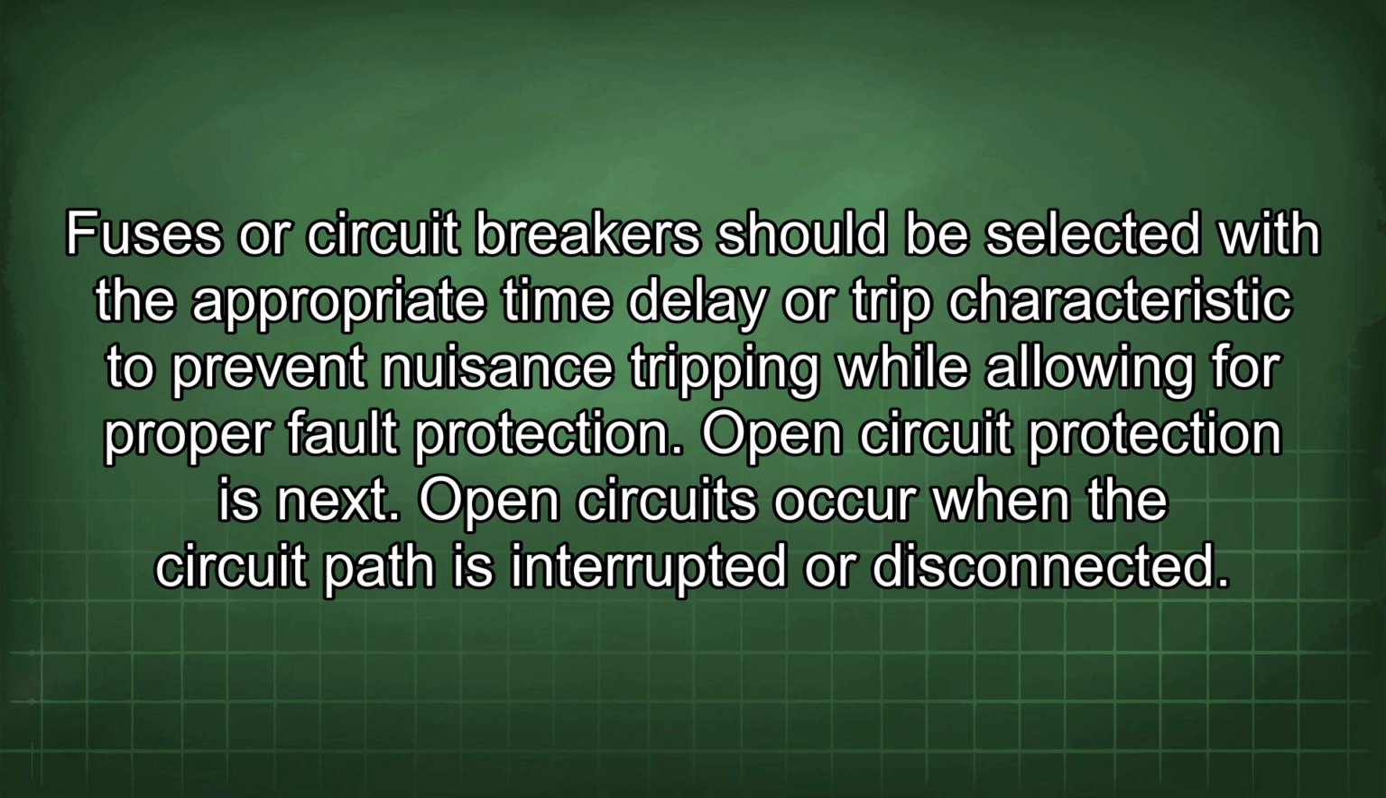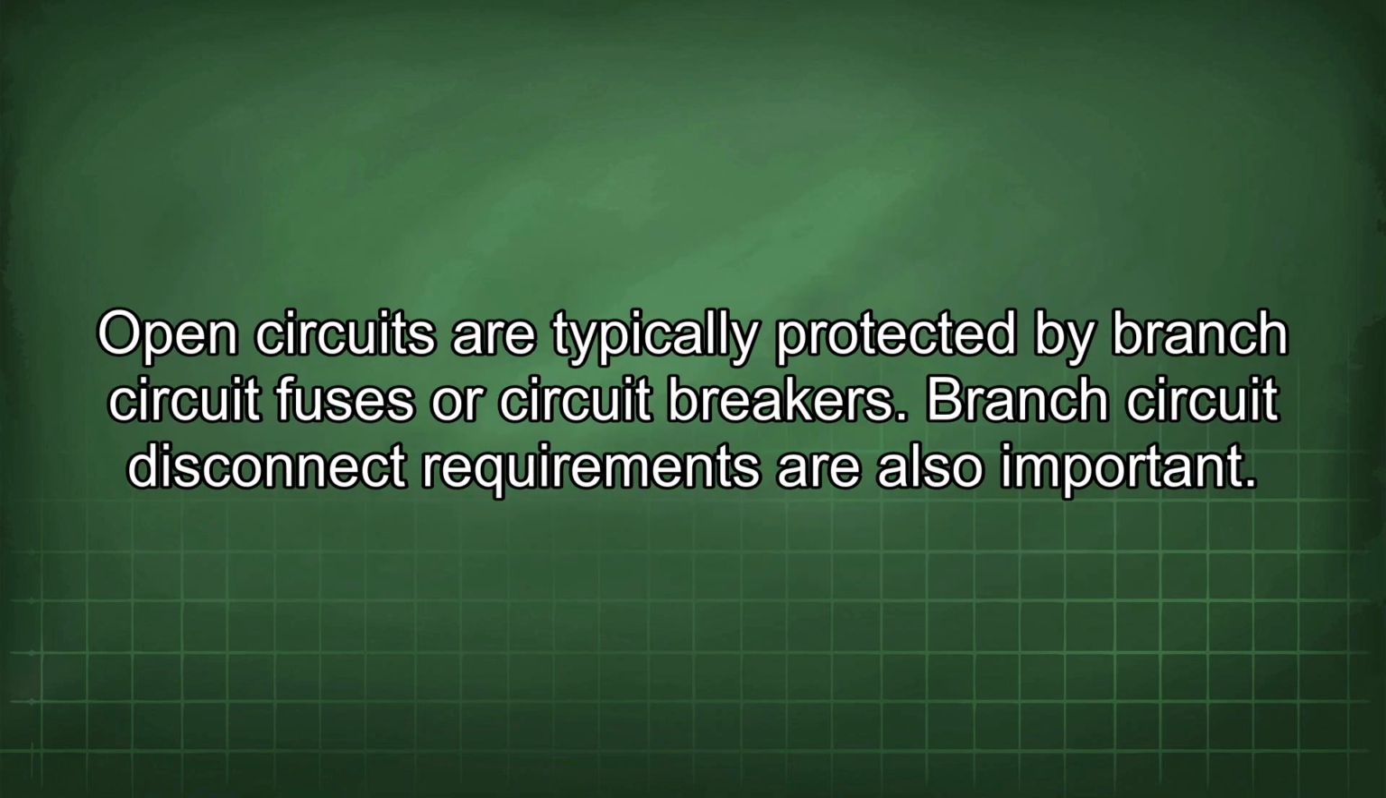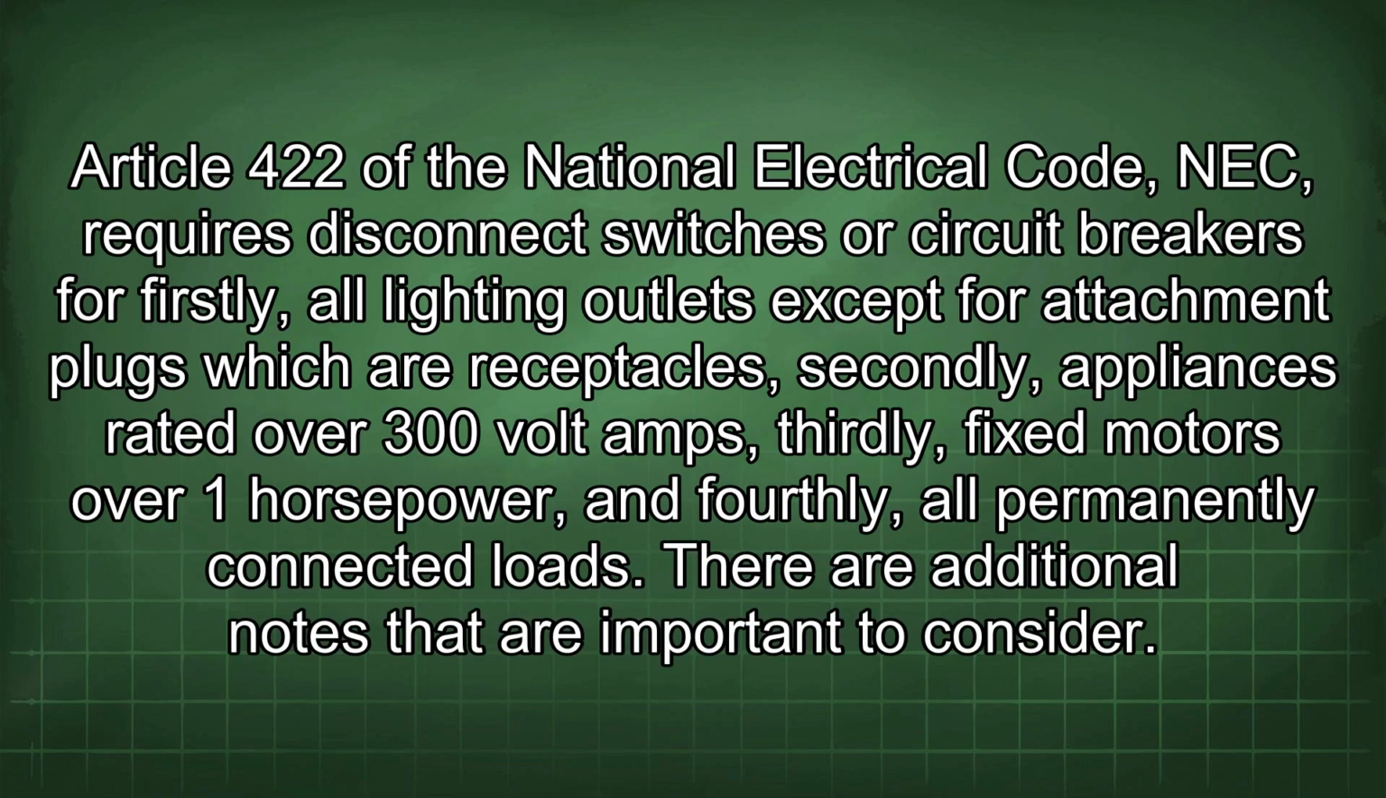Open circuit protection is next. Open circuits occur when the circuit path is interrupted or disconnected. Open circuits are typically protected by branch circuit fuses or circuit breakers. Branch circuit disconnect requirements are also important. Article 422 of the National Electrical Code, NEC, requires disconnect switches or circuit breakers for firstly, all lighting outlets except for attachment plugs which are receptacles, secondly, appliances rated over 300 volt amps, thirdly, fixed motors over 1 horsepower, and fourthly, all permanently connected loads.